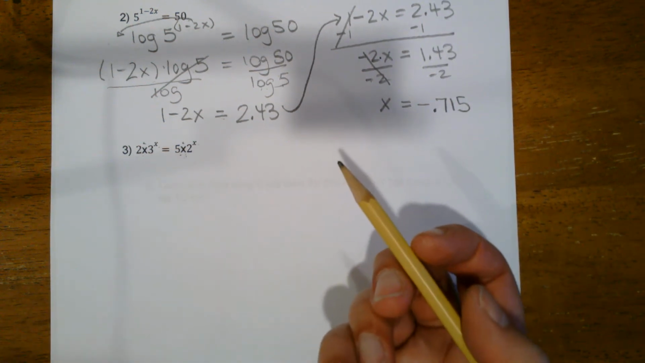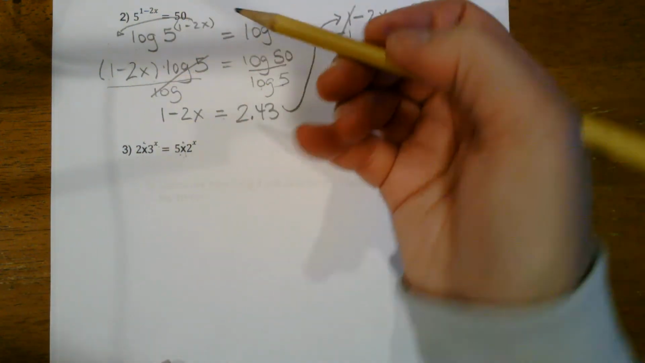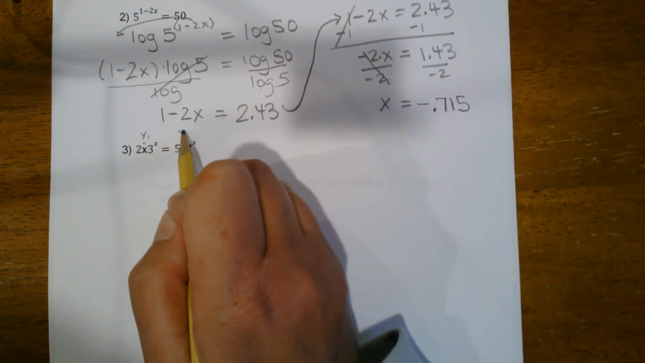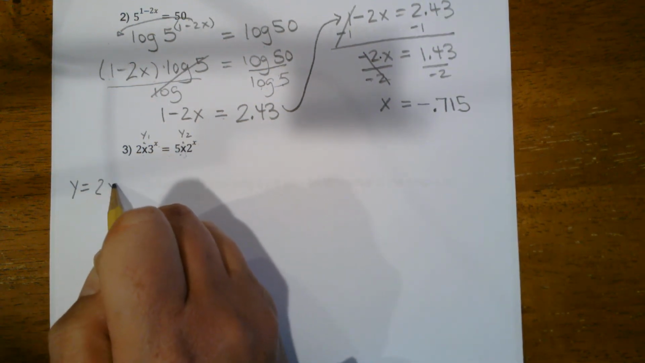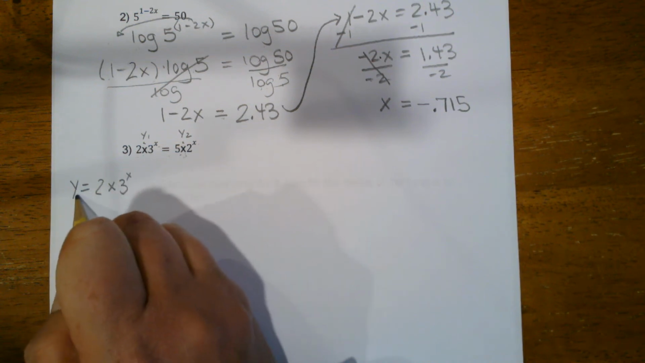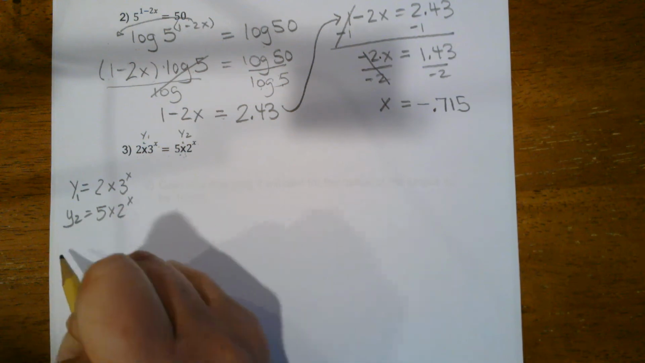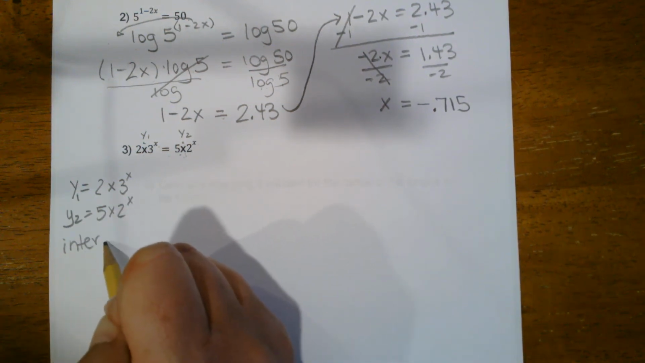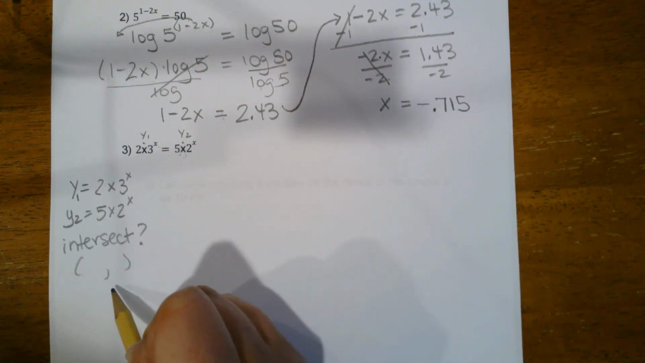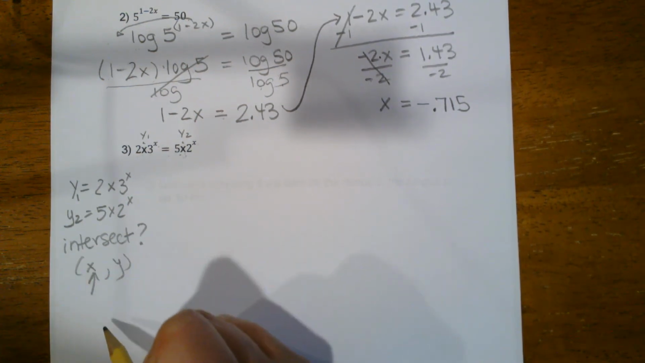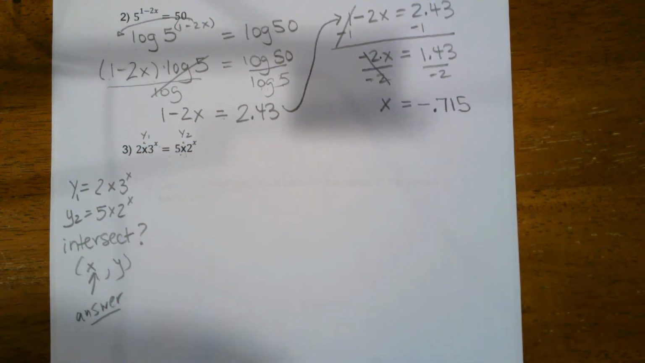Now, you can do this in your graphing calculator if you want. I mean, you can do any of these in your graphing calculator. You could make this y1 and you could make this y2. So you could do 2 times 3 to the x as y1, and y2 equals 5 times 2 to the x, and you can see where they intersect. And you can find that point, and the x value, that is your answer. That's just another way of doing it.